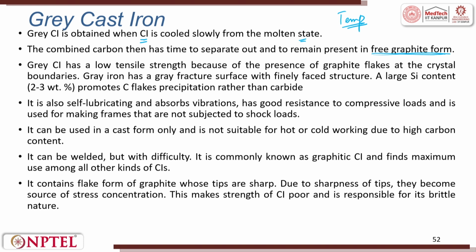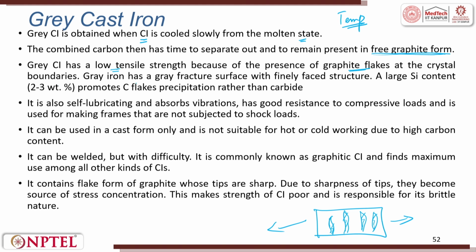The grey cast iron has low tensile strength because of the presence of flakes. What do you mean? Suppose you have a piece and you have flakes. These are all graphite flakes. Naturally, at these places there is a discontinuity in the material. So, it will yield or have poor tensile strength when you try to pull it. It is due to the presence of graphite flakes at the crystal boundary.